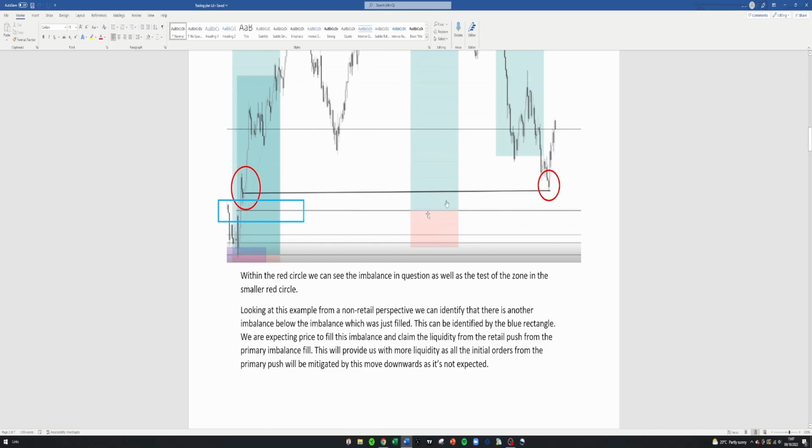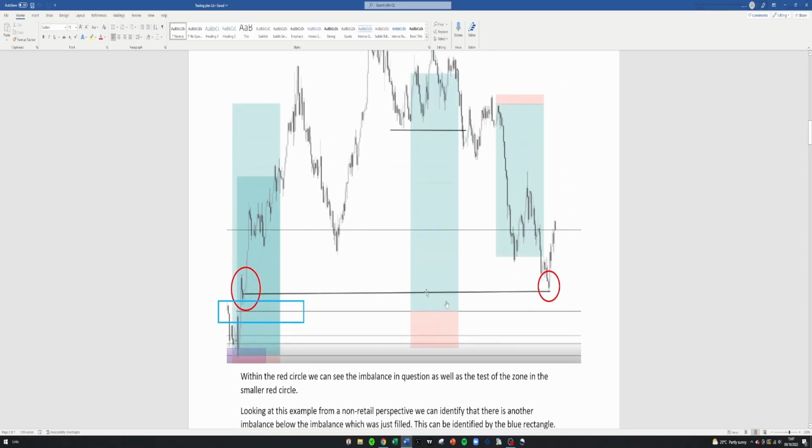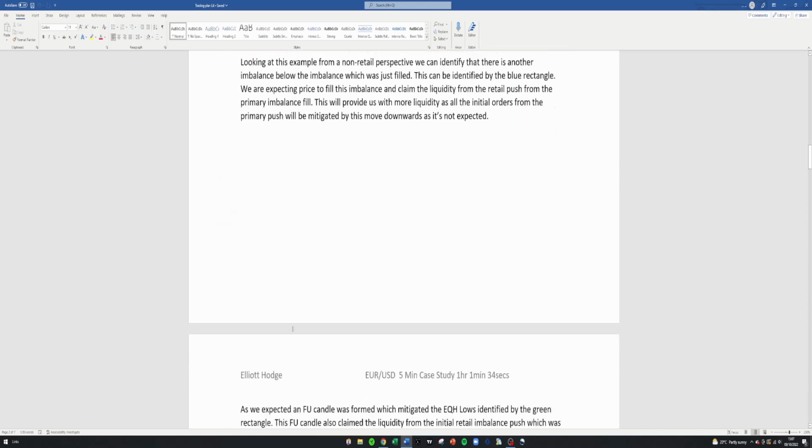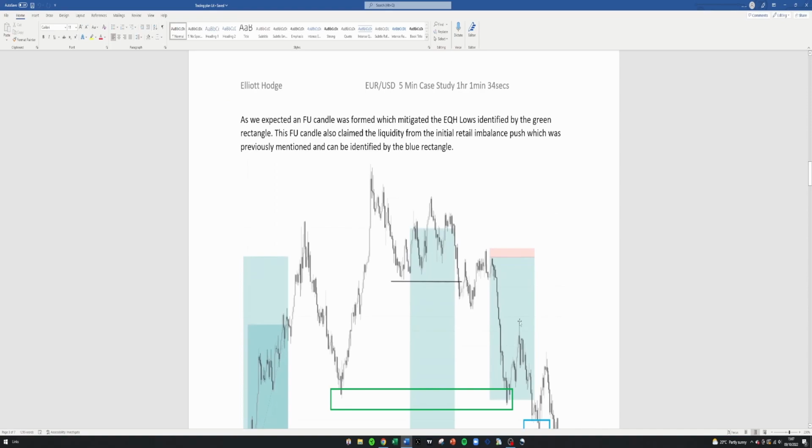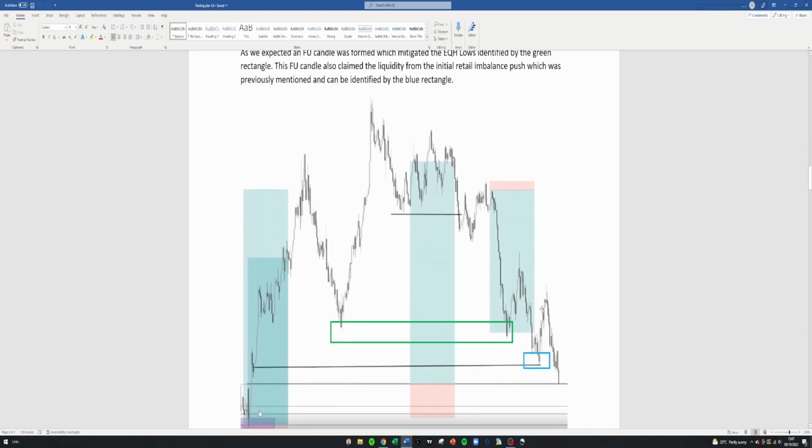As you can see, we've got a trade limit set halfway in between this imbalance, and the stop is just below structure. So we'll continue. This was the push we just saw. This was that buy side liquidity that I said retail would be targeting, and this was where we left off.